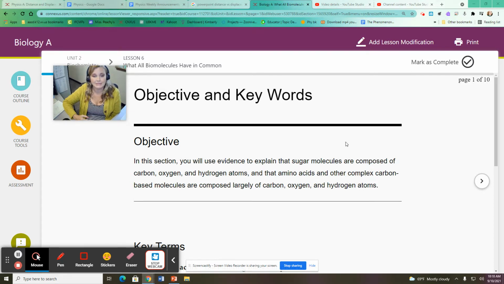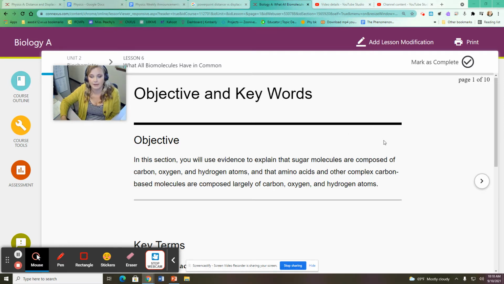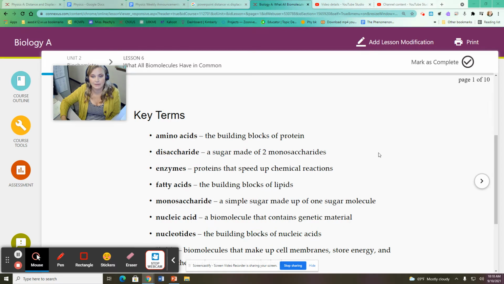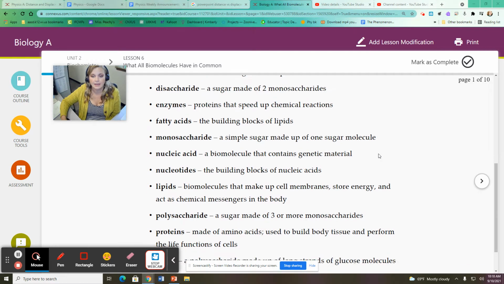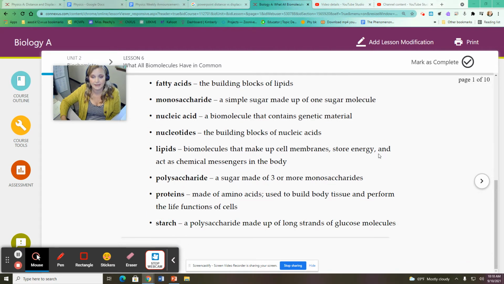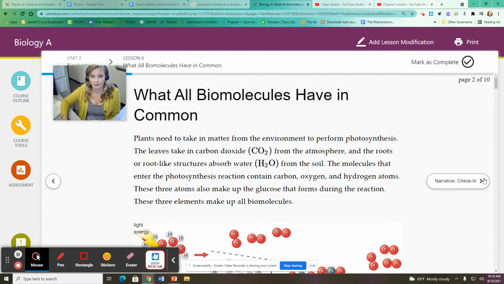But in any case, we are on Unit 2, Lesson 6, What All Biomolecules Have in Common. And our key terms here are amino acids, disaccharide, enzymes, fatty acids, monosaccharide, nucleic acids, nucleotides, lipids, polysaccharides, protein, and starch. And so there's a lot of terms here. Some of them may be familiar, like starch and proteins, and some may not be familiar, like polysaccharides. So we're going to look at them and what they have in common.